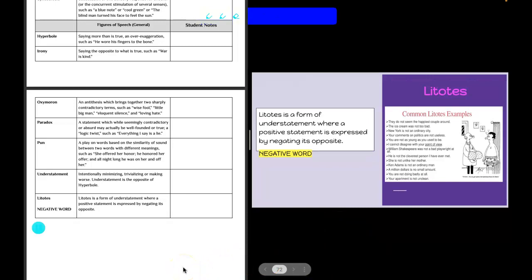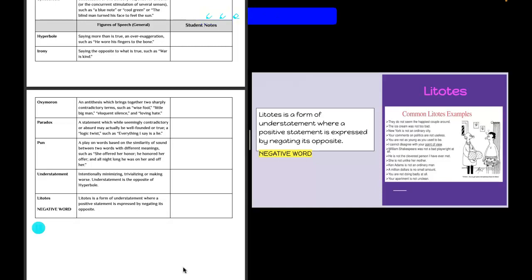Litotes is a form of understatement where a positive statement is expressed by negating its opposite. Here are some common litotes examples. They do not seem the happiest couple around. The ice cream was not too bad. New York is not an ordinary city. Your comments on politics are not useless. You are not as young as you used to be. I cannot disagree with your point of view. And one thing you should include in your notes is that it always includes a negative word.